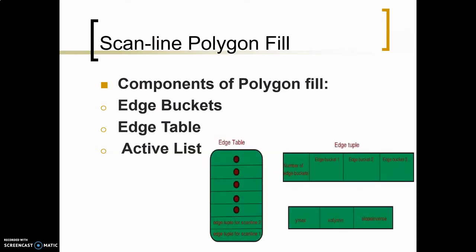So this is how it looks. This is an edge table. We have so many edge tuples. Okay, this is an edge tuple. Inside an edge tuple we have many edge buckets which contain the edge information. We store 3 pieces of information in the edge buckets, that is y max, x of y min and slope inverse. Those are the 3 edge bucket values.